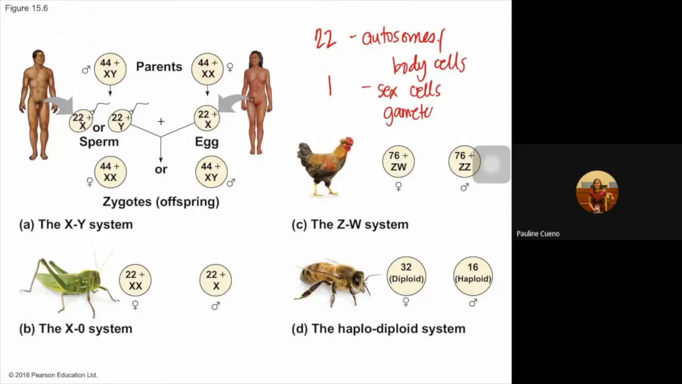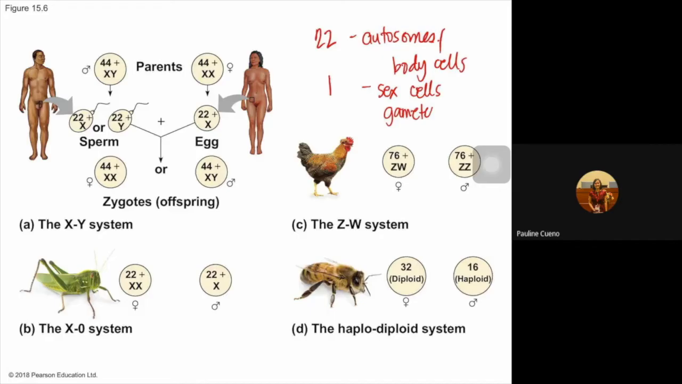And then for grasshoppers or other insects, you have what is called the X0 system. For females, they are XX too, but for males, they have only one sex chromosome, just X. Okay, unlike humans who are XY. And then for chickens, they have the ZW system. Their chromosomes total 78. 76 of those would be autosomes or body cells, and then 2 of their chromosomes are the sex chromosomes.